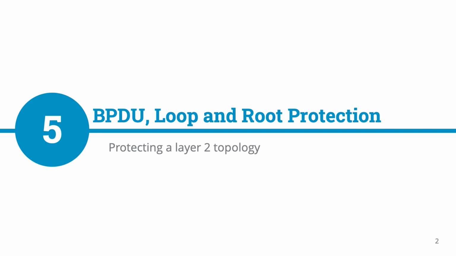Even if just to protect against human error, if we connect the wrong cable in the wiring closet, to make sure we don't accidentally bring down most of the network with a broadcast storm.